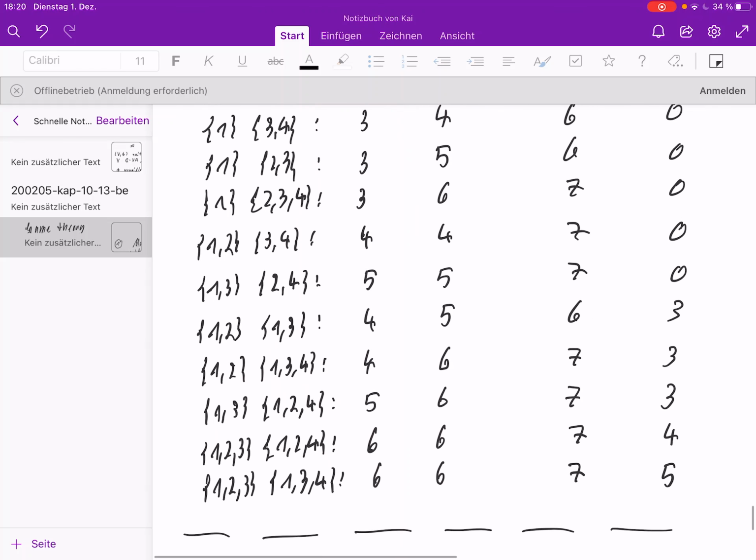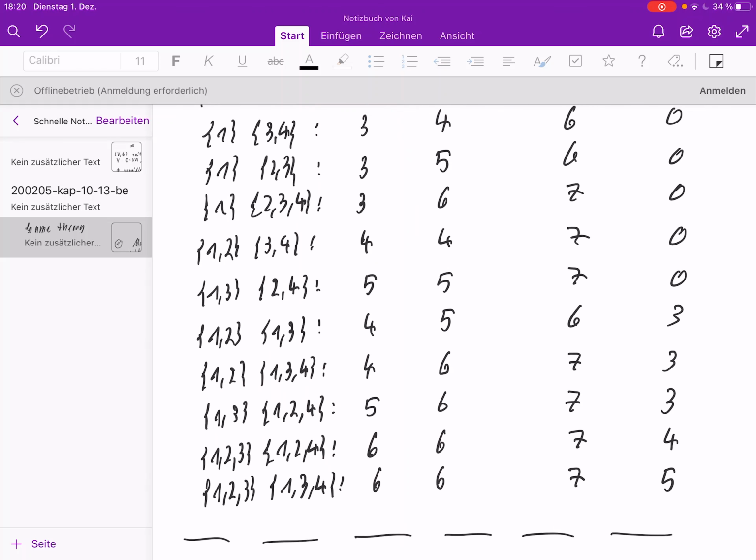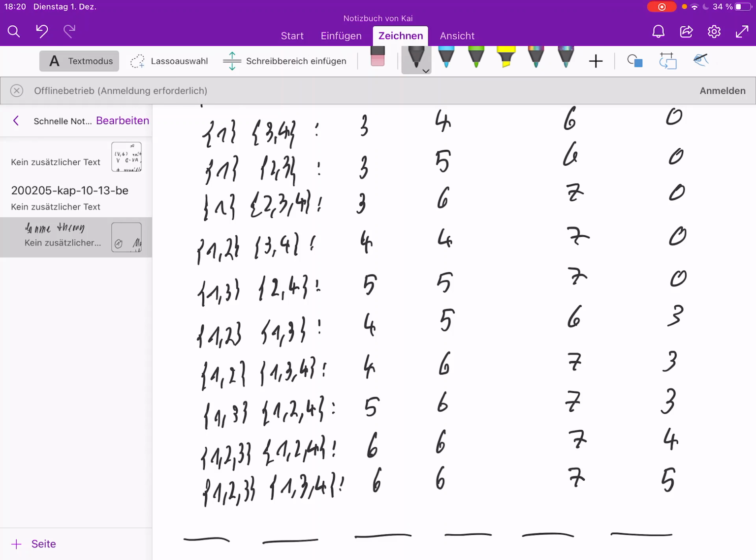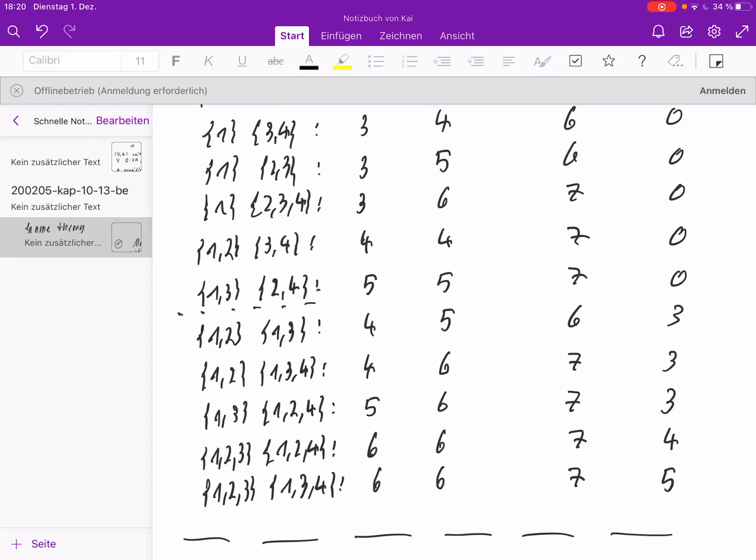And below there come some cases. Here we start with the cases where the coalitions are not disjoint. So 1, 2, 1, 3. 4 plus 5 is bigger than 6 plus 3. 9 is bigger or equal to 6 plus 3, namely equal. And then 1, 2, 1, 3, 4. 4 plus 6 is bigger or equal to 7 plus 3, namely equal.